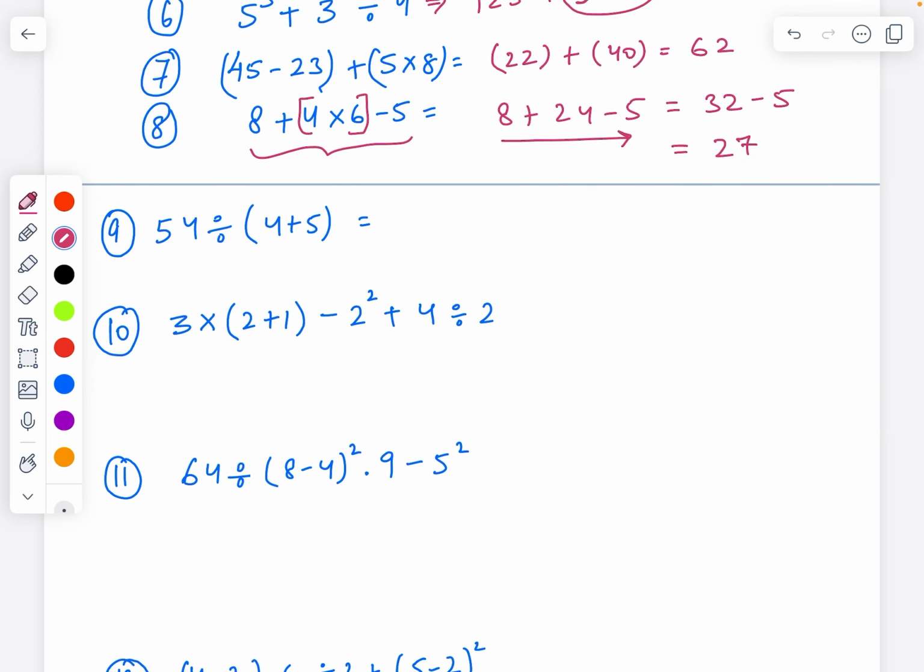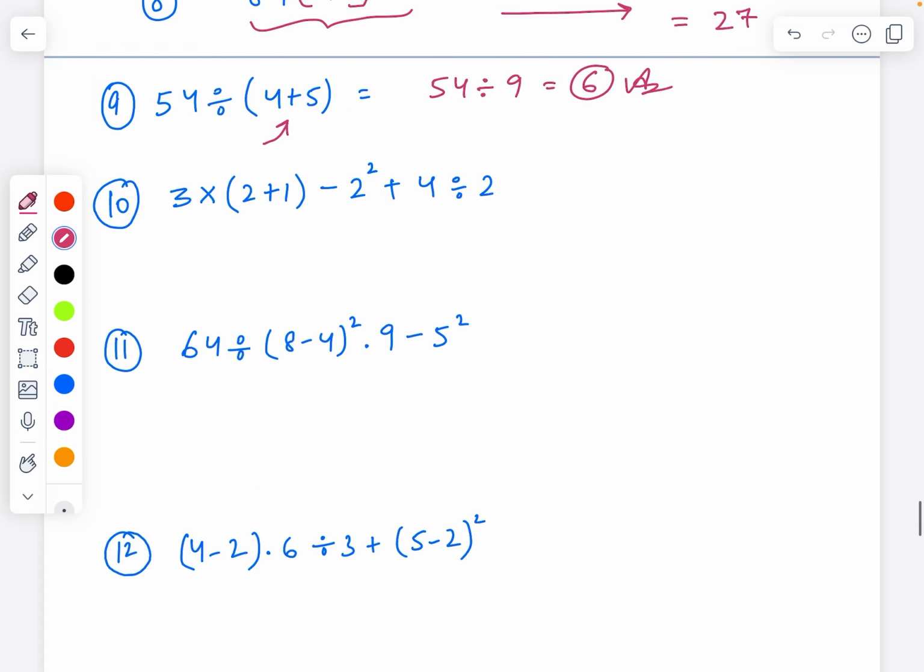Now you can pause the video and try the next question by yourself. I will solve it over here only. So again, I've got this in brackets. In brackets, 4 plus 5 is 9. So 54 divided by 9. 9 times 6 is 54. The answer is 6.